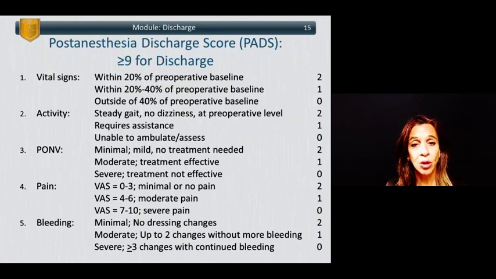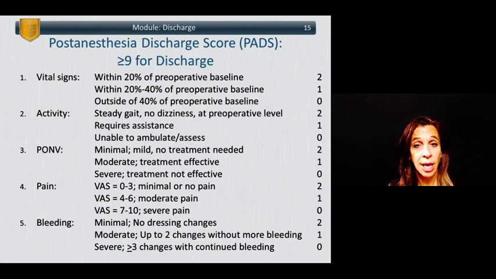So this is the PAD score, and this was the scoring that we talked about in the question. And this is different than the modified Aldrete that we just talked about. But it's similar in that one needs to attain a score of 9 or greater to meet discharge. And one assesses 5 different components, and the scoring is between 0 and 2. So that is the similarity between PADS and modified Aldrete, but the 5 different components are different.